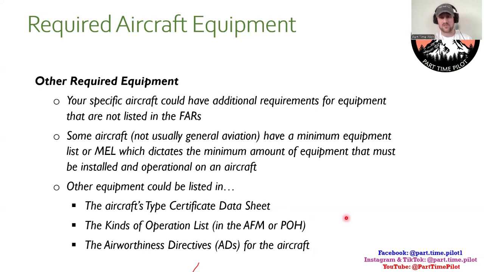And then airworthiness directives, or ADs, which again, we have another video and lesson on. They might list specific equipment, perhaps because there's an issue with one piece of equipment, so you have to have a supplementing piece of equipment to be able to operate with the first. I'm not really sure of an example of that, but I think it could happen, because ADs are an extension of the FARs for your specific aircraft if your aircraft has an AD.